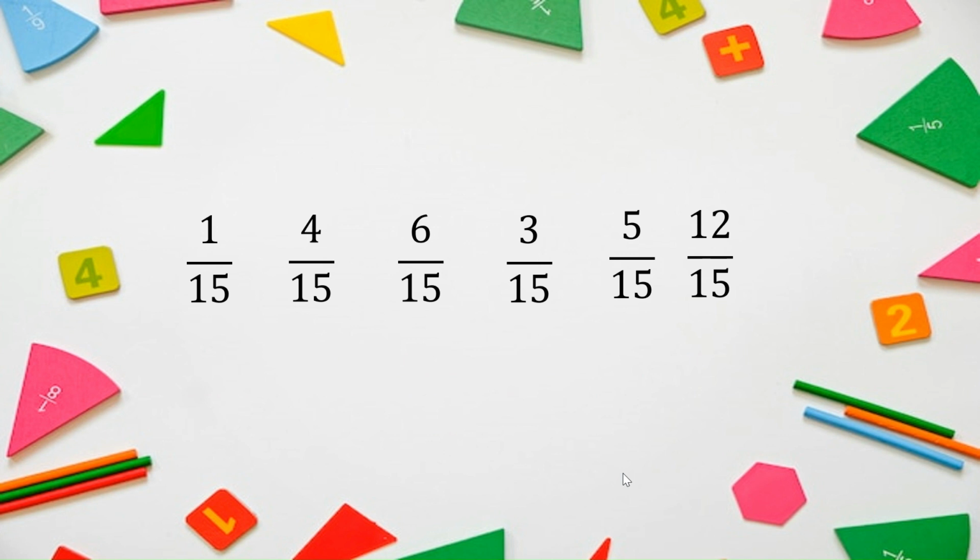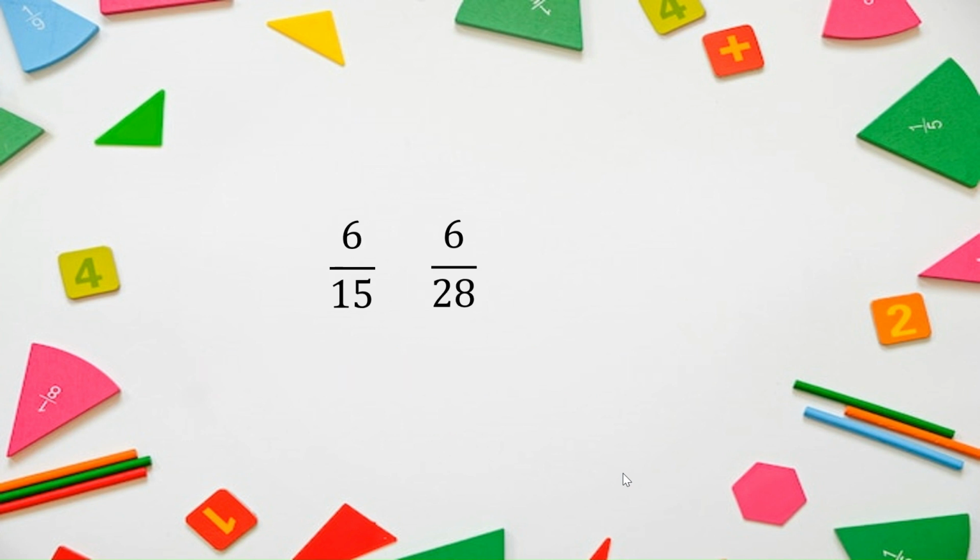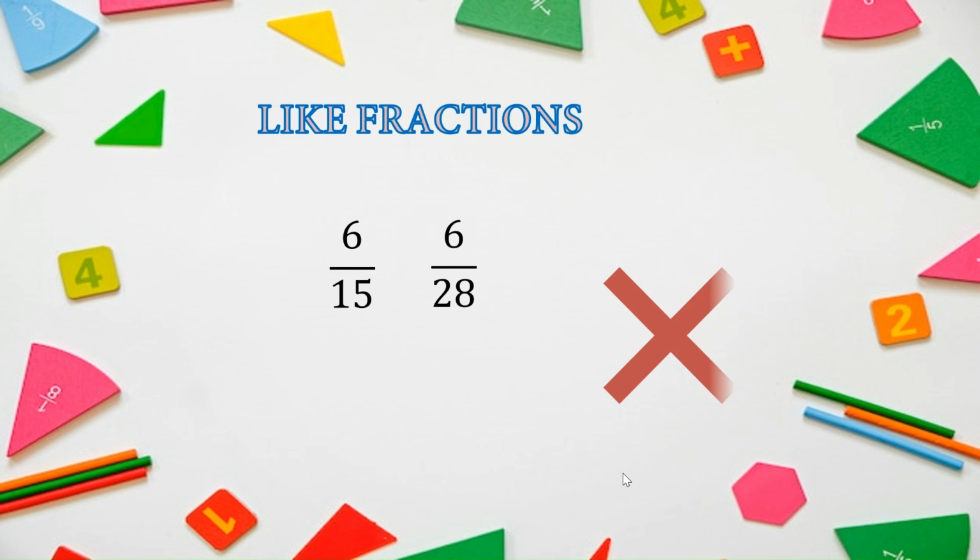Now check these fractions. Do you observe anything? In these fractions, the denominator is the same, 15 in all the fractions. These types of fractions are called like fractions. The fractions with the same denominator are like fractions. Now see this case. Are these like fractions? No, because here the numerator is the same but not the denominator. Only when we have the same denominator can we call them like fractions. So this is not a case of like fractions.